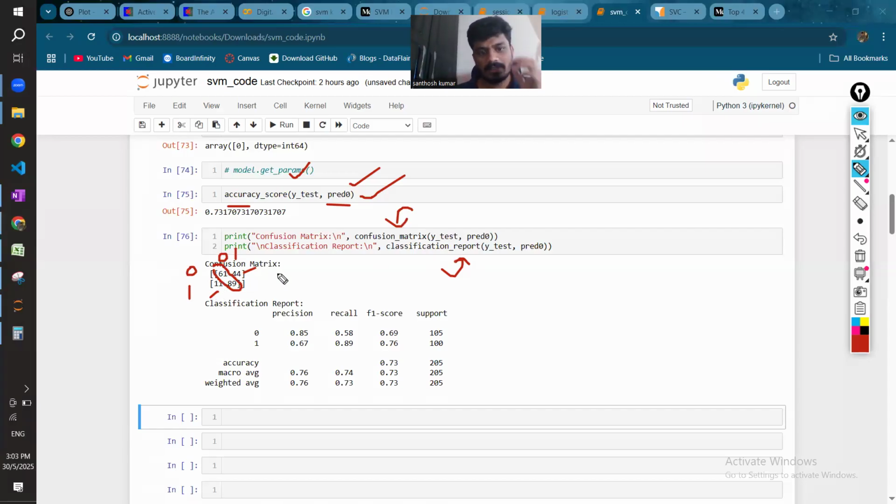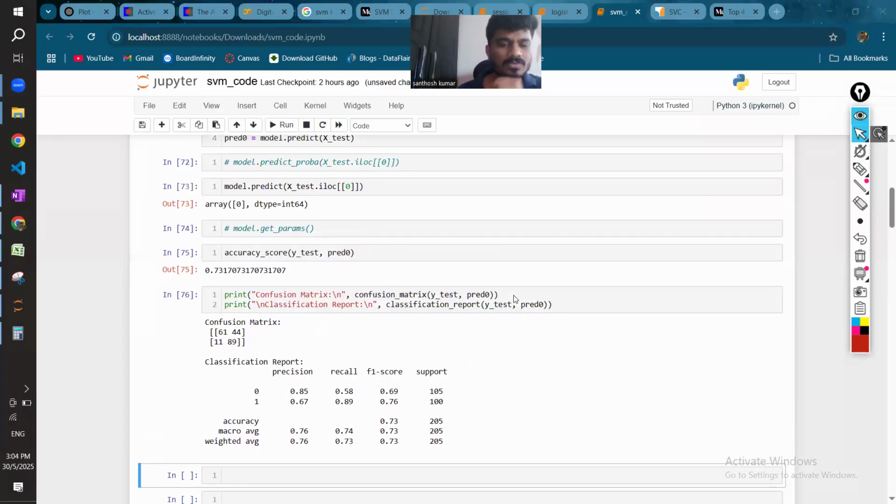And this is the classification report for zero. What is the precision? What is the recall? The F1 score, micro, all these things we have discussed in detail in our classification metrics class. You can see the precision, the recall for one, and the F1 score. The overall F1 score is 0.73. So this is how you can simply check the SVM metrics also.